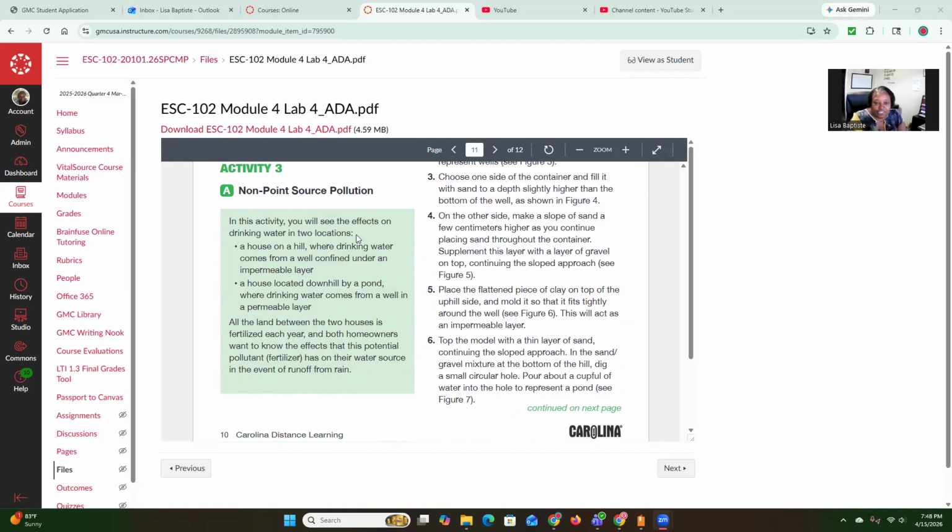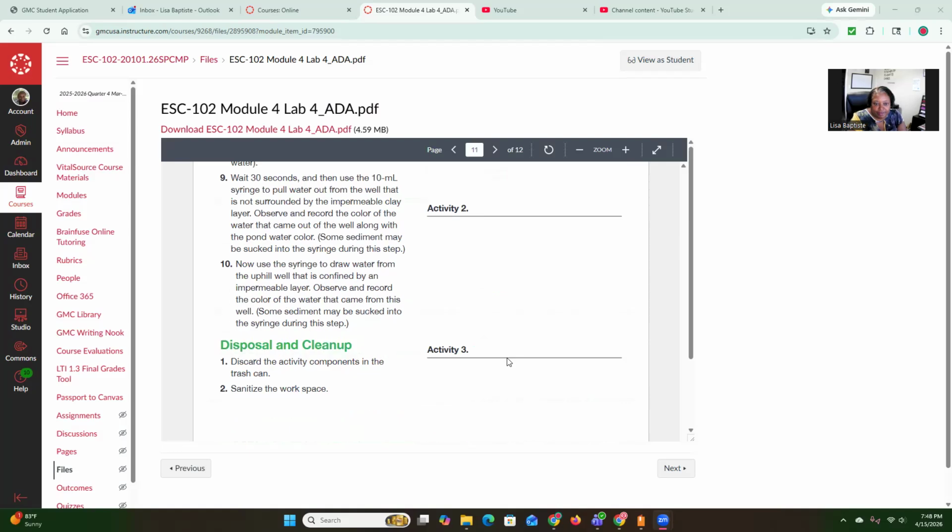In this activity, you will see the effects on drinking water in 2 locations: a house on a hill where drinking water comes from a well confined under an impermeable layer, and a house located downhill by a pond where the drinking water comes from a well in a permeable layer. All the land between the 2 houses is fertilized each year, and both homeowners want to know the effects that this potential pollutant, the fertilizer, has on the water source in the event of runoff from the rain, okay?